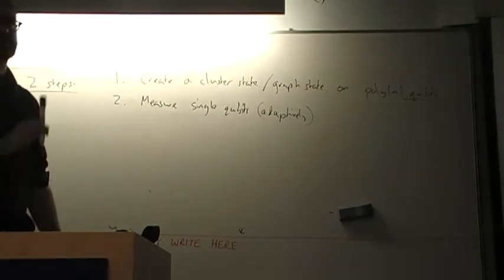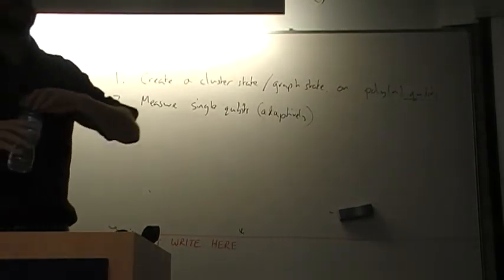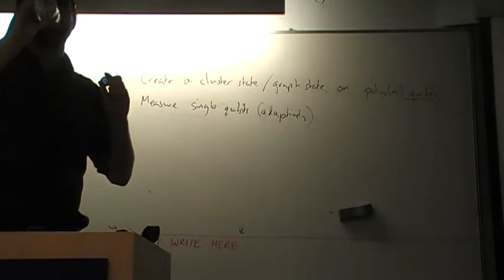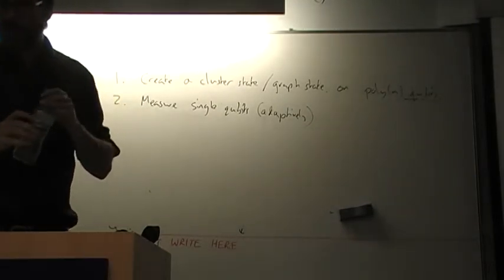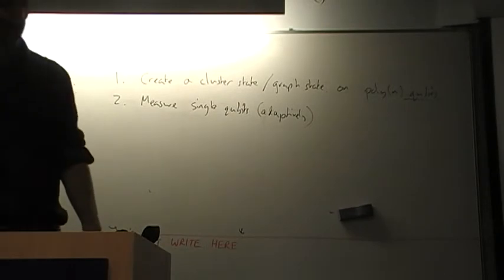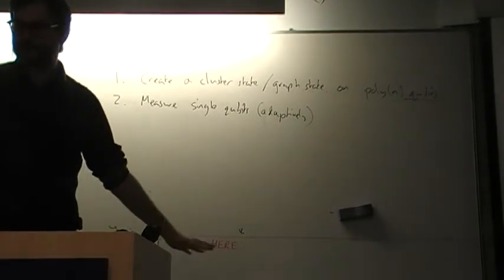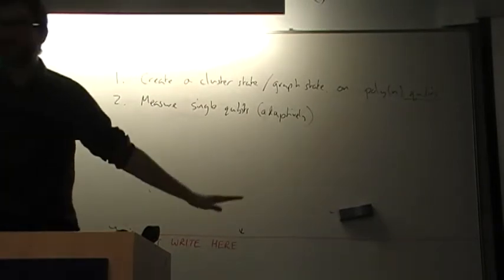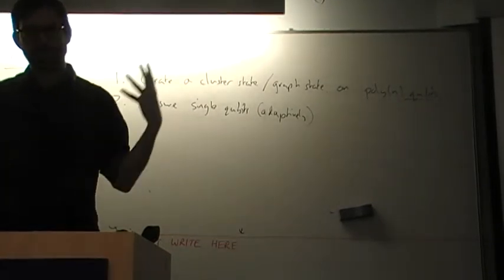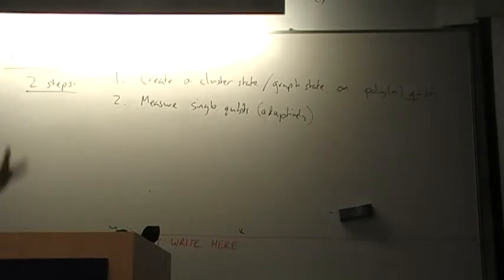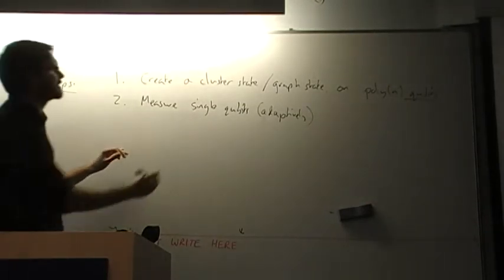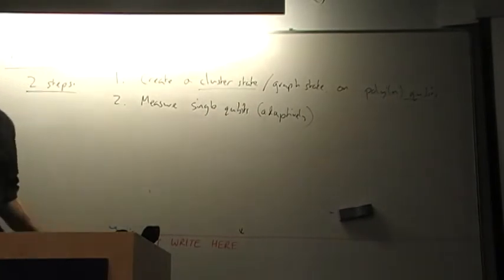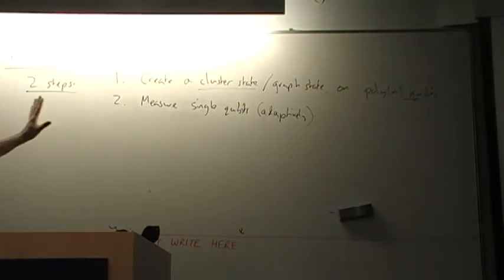Dan, last question. Yes. You said you have adaptivity in the choice of measurement basis. Do you also have adaptivity in your choice of which qubits to measure? You don't need that. As you say, there's more than one model of measurement-based quantum computation. They have slightly different properties. I'm just going to talk about one of them, which is based on cluster states. Cluster states do not need that, but other variants of measurement-based quantum computing do.